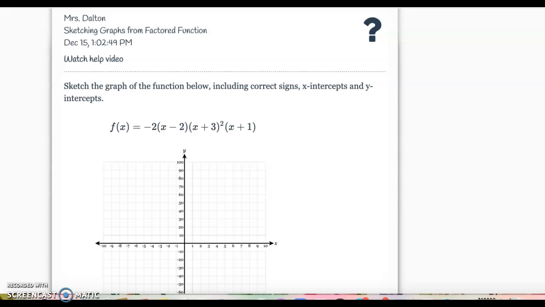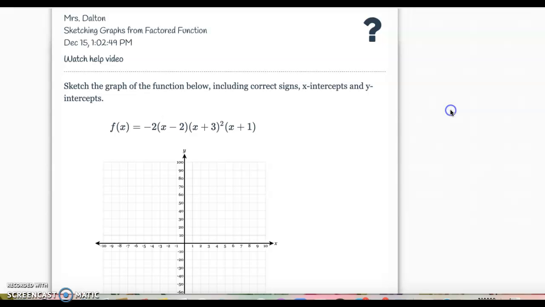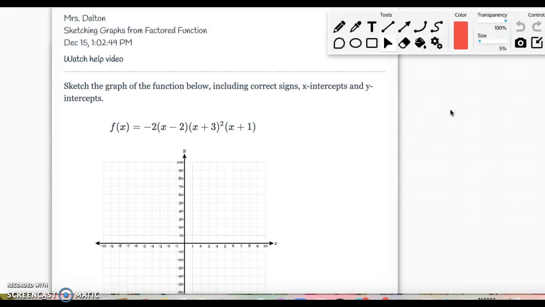Hey students, I've been getting a few emails on how to do this last skill that was on your review for sketching graphs from factor to function. So I wanted to do a brief video on how you should do this. This tends to be the most missed problem on the test, and so I want to make sure that you understand how to do this.